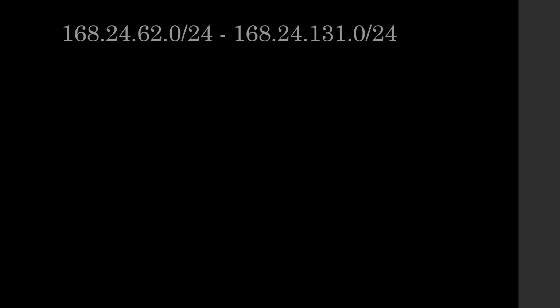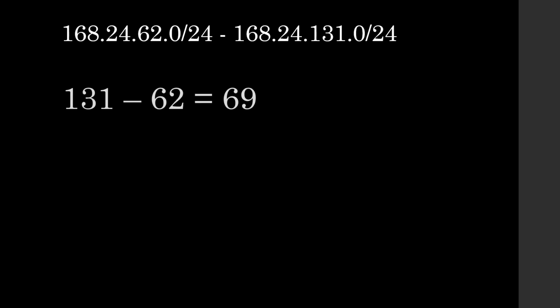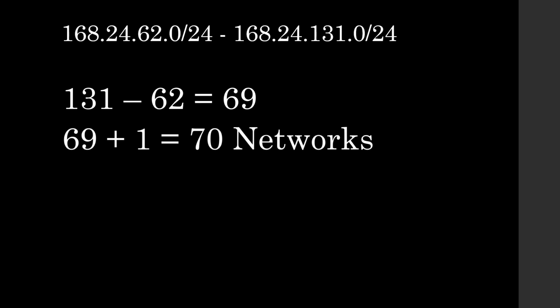For our third example, we have a network range of 168.24.62.0 up to 168.24.131.0. We need to subtract 62 from 131, which yielded 69. Then we have to add 1, since we have to include the initial value of the networks. That means we have 70 networks.